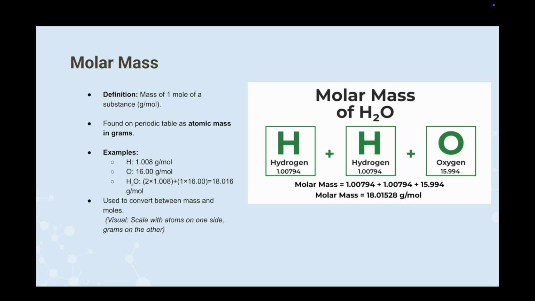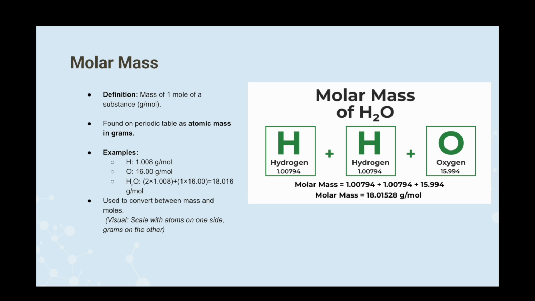Now that we understand moles, let's connect them to something we can really measure in the lab. Mass. Molar mass is the mass of 1 mole of any substance measured in grams per mole. Here's where chemistry becomes beautifully simple. For any element, just look at the periodic table. See that number under each element symbol? That's the atomic mass. For molar mass, we use that exact same number, but change the unit from atomic mass units to grams per mole.